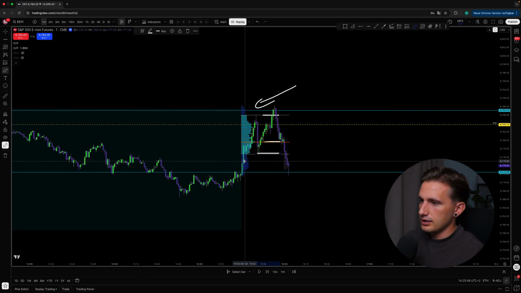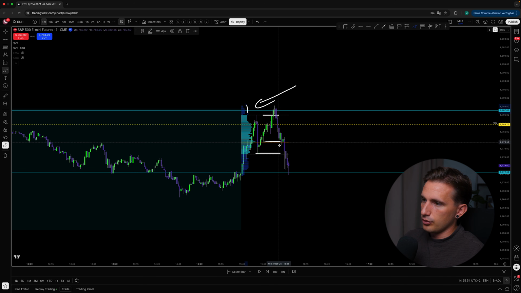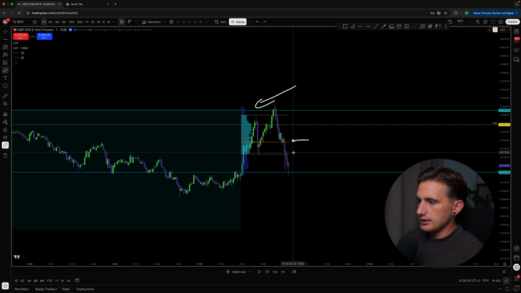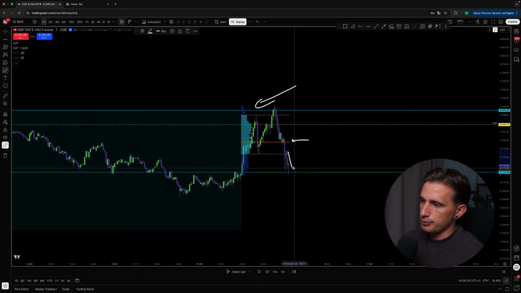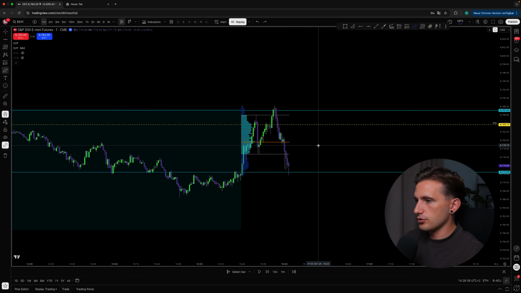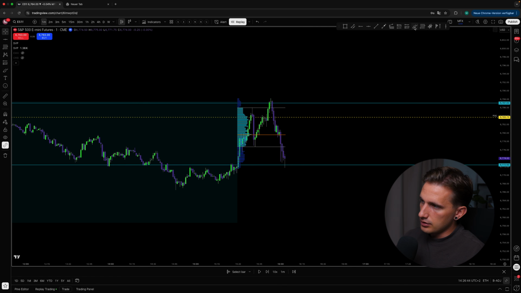All right. So here we have a little bit of a node building up, but on top we have no node, and in the middle right here we have a bunch of volume. This means the point of control is now a magnet. So when the market decides to come out of value, it quickly decides to push back into the point of control.